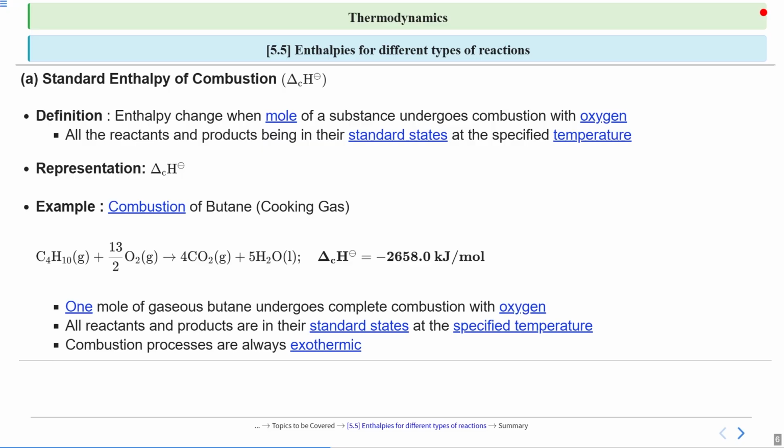So 3 points are there and you should remember them. It's very, very important. First, there should be combustion for 1 mole. Second, during combustion, the reactant should be in its standard state at a specified temperature. And the third thing is that all combustion processes are exothermic in nature. I hope this standard enthalpy of combustion is clear to you.